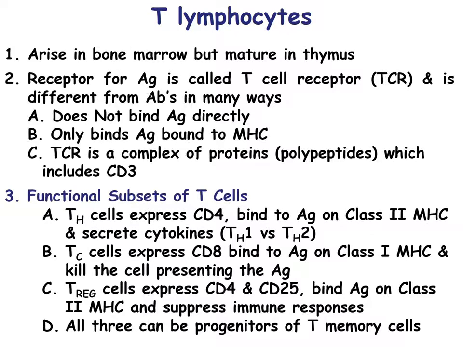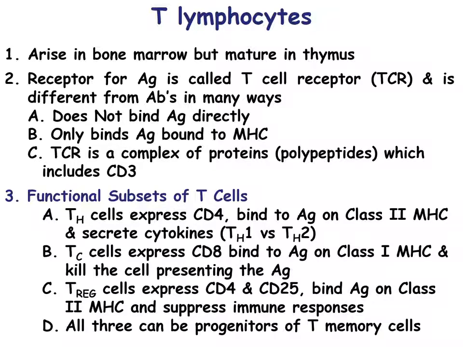And then there are the T lymphocytes. They arise in the bone marrow, but they leave very early and then migrate to the thymus where they mature. Now, the receptor for antigen on a T cell is again called the T cell receptor, and it's different from an antibody in many ways. First of all, it does not bind antigen directly. It can only bind small bits of an antigen that are bound to a major histocompatibility protein, or an MHC. Now, the T cell receptor is actually a complex of proteins. Again, a protein is also known as a polypeptide. It's the same thing, which includes what we call this complex CD3.